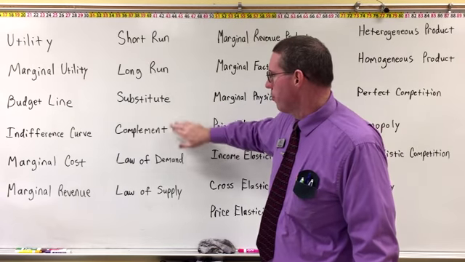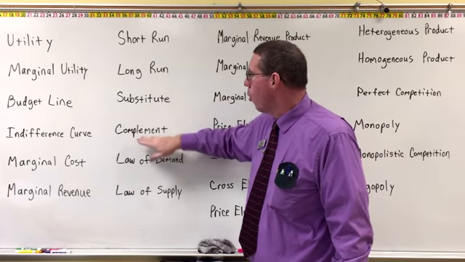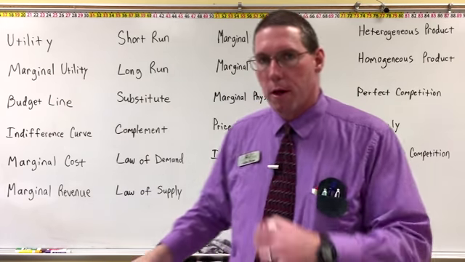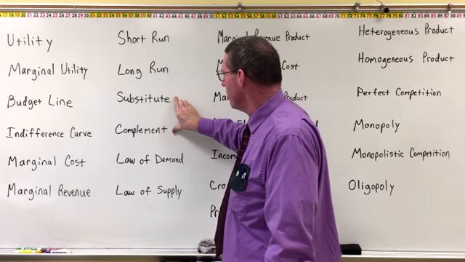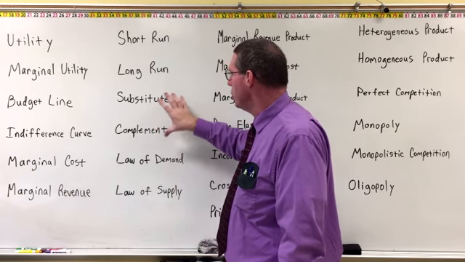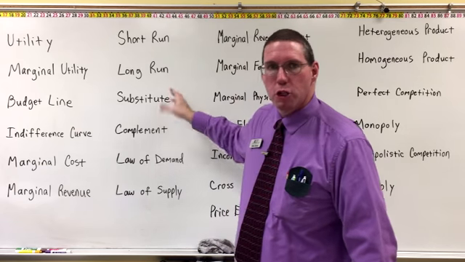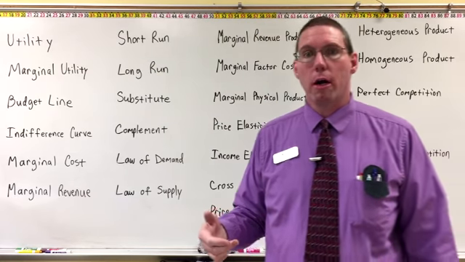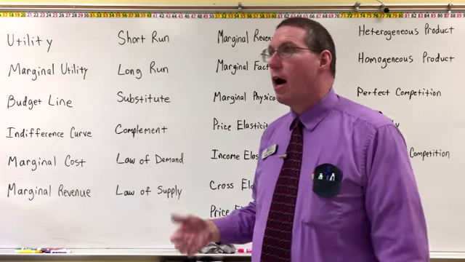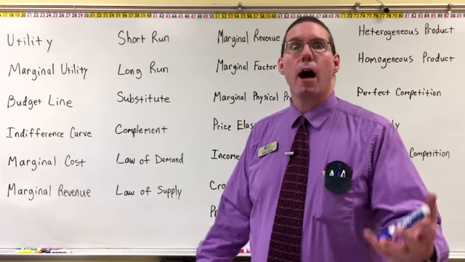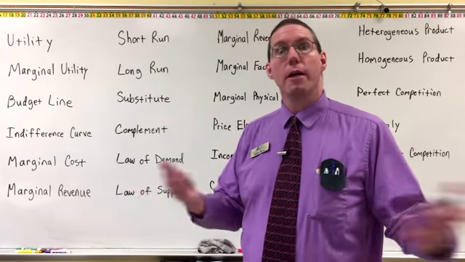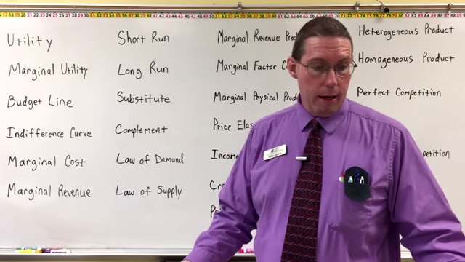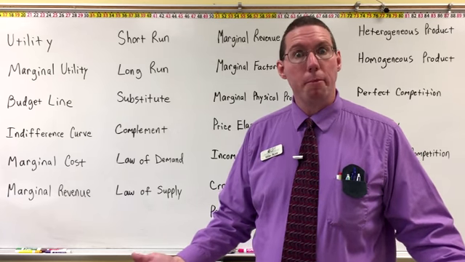All right, let's talk about substitutes and complements. This is a quality of a good related to other goods. These concepts of substitute and complement are about a product's relationship to other products out there on the market. For example, a car is a complement to gasoline. They go together. You buy a car, you buy the gasoline. You're not going to buy gasoline unless you have a car. So a car and gasoline are complements to each other.